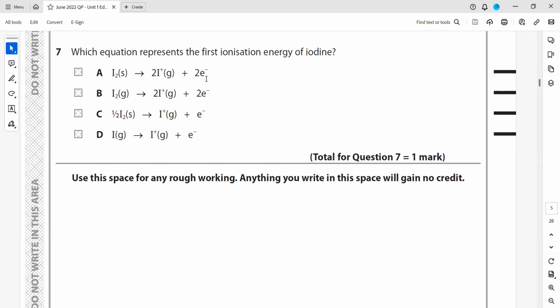Which equation represents the first ionization energy of iodine? The first ionization energy means the energy needed to remove an electron from a neutral gaseous atom. So how much energy do we need to remove an electron from a gaseous atom? It should be a gas and it should be an atom. That is known as the ionization energy, and remove the first electron.